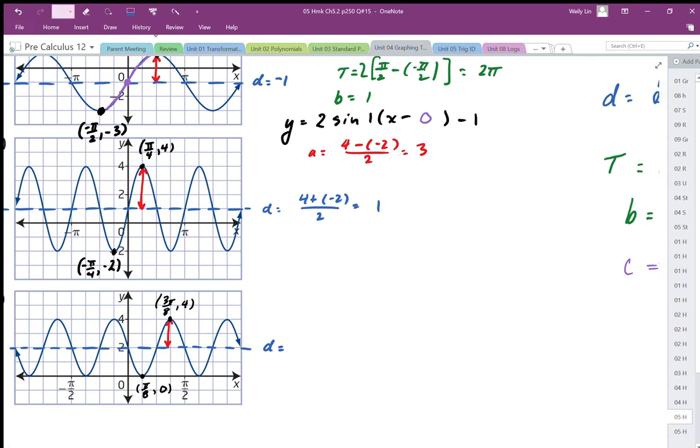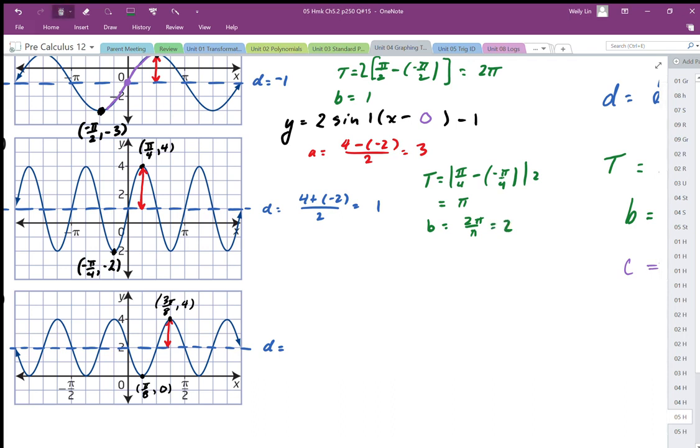Our period, the T value here, is going to be equal to pi over 4 minus negative pi over 4. Okay, and then we're going to times that by 2. So we end up with a period equal to pi. So our b value is going to be 2 pi over pi, which is equal to 2. We can see that's a horizontal compression of 2.